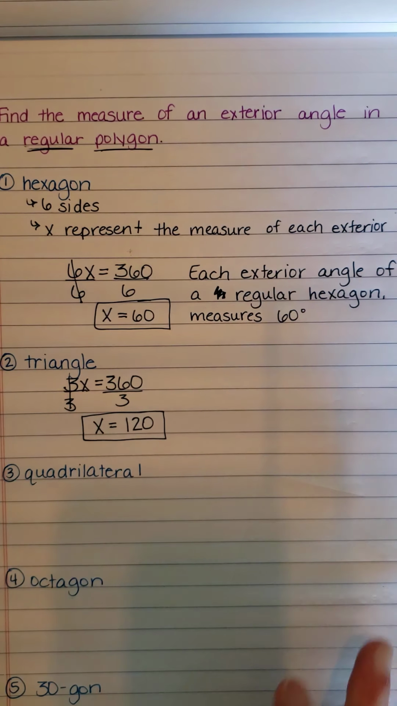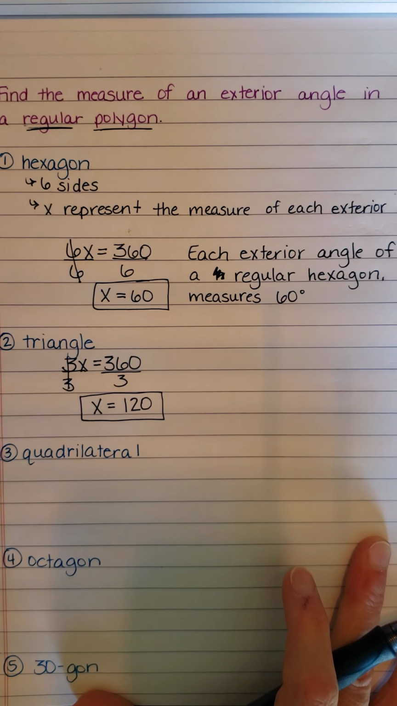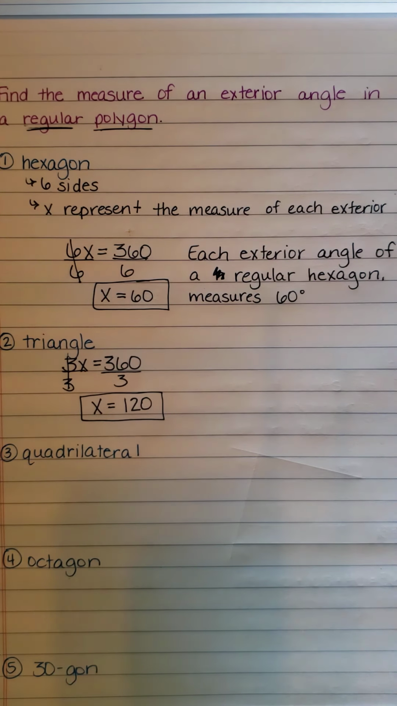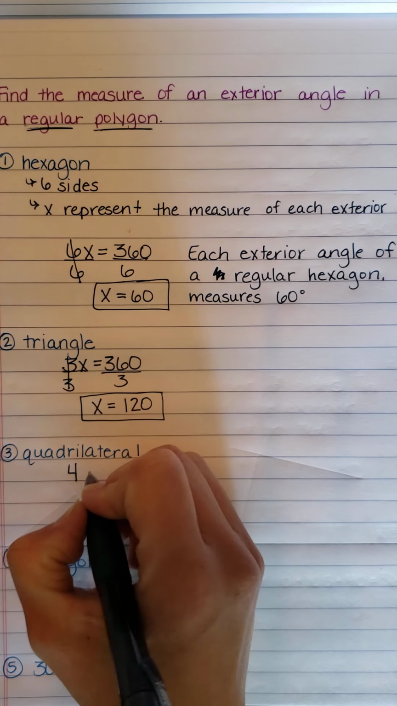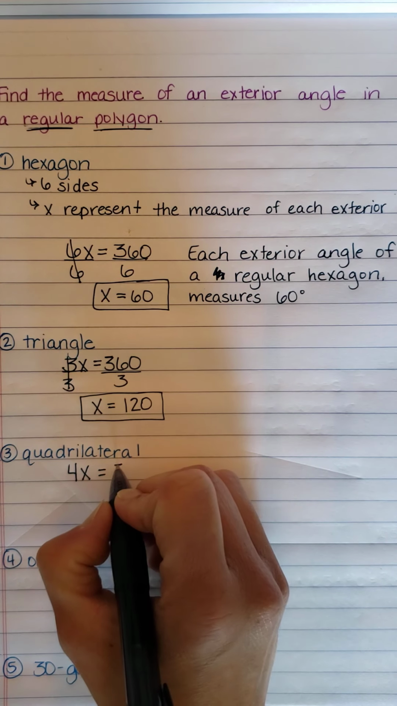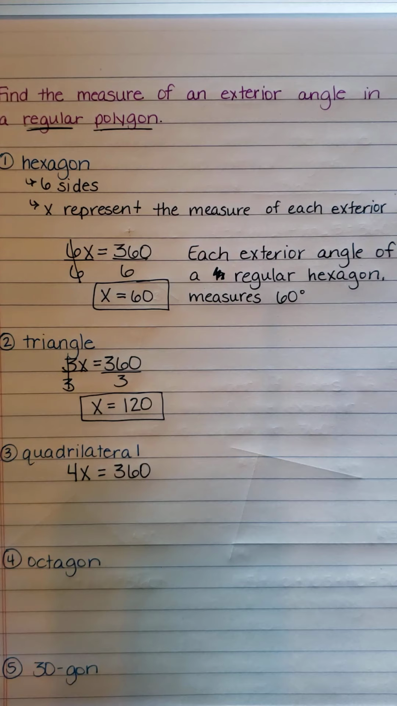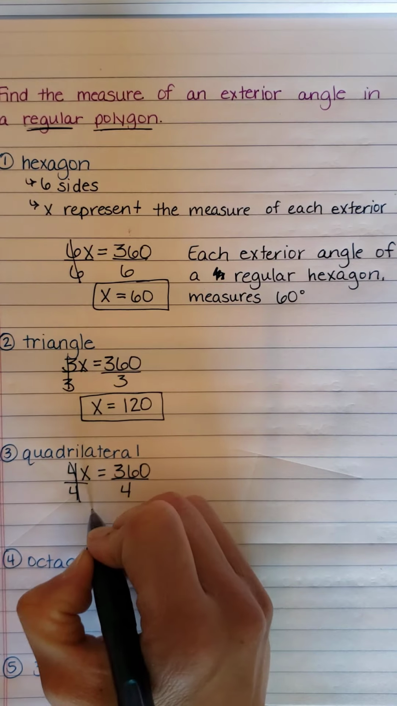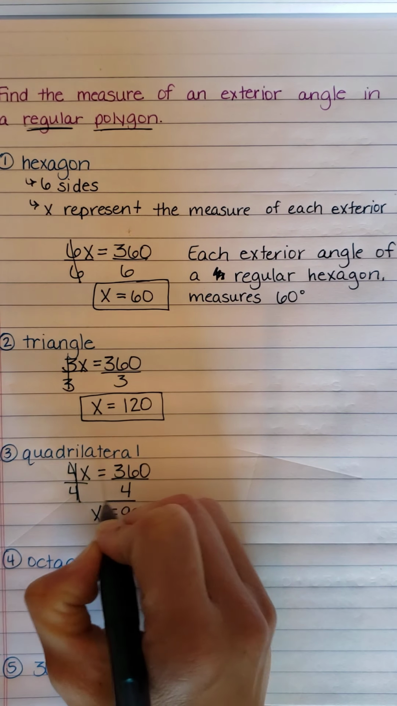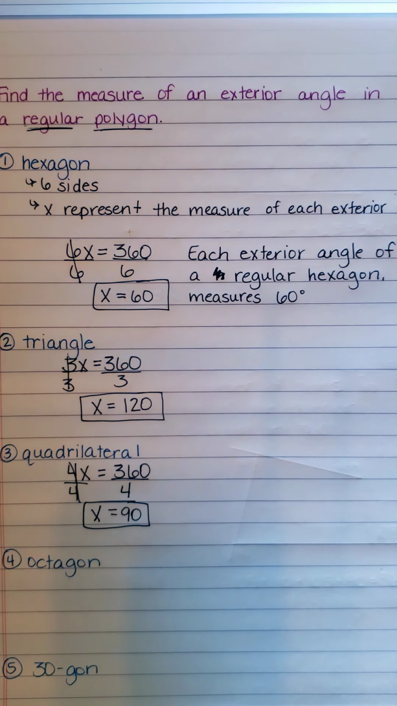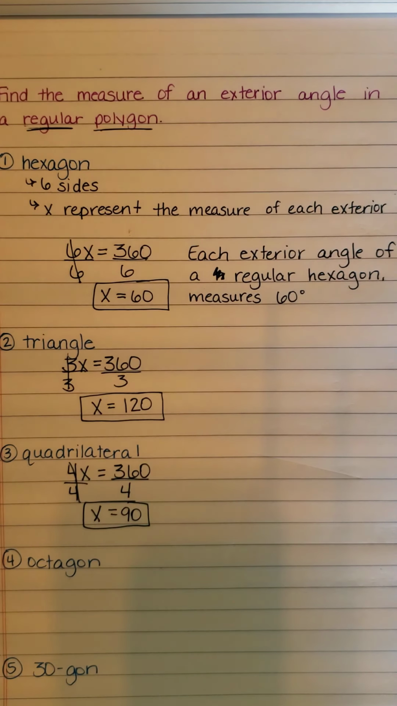Okay. Next, we have a quadrilateral. In a quadrilateral, we have 4 sides. So that means we have 4x, and that is going to be equal to 360 degrees. So again, we're going to solve for x. We're going to divide each side by 4. 360 divided by 4 is going to equal 90. So that means that in a quadrilateral, a 4-sided figure, the measure of each exterior angle is going to be equal to 90 degrees.